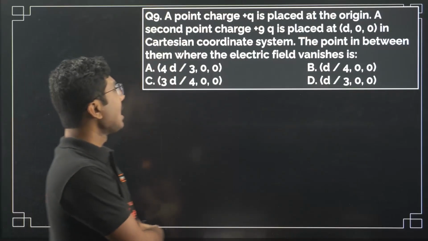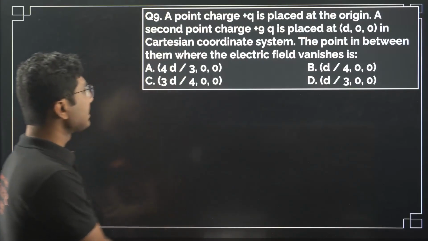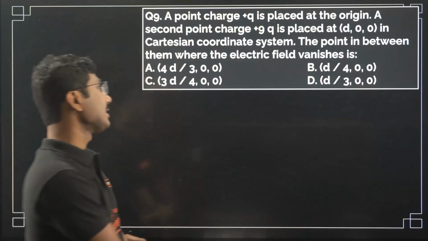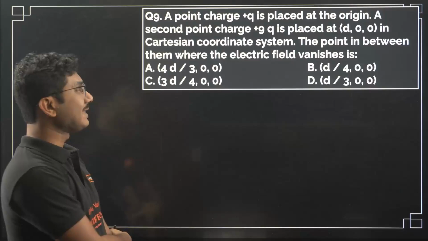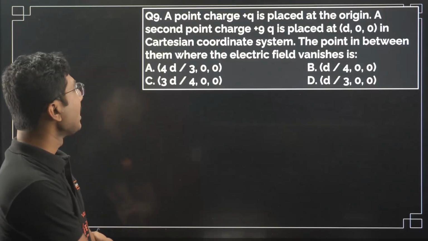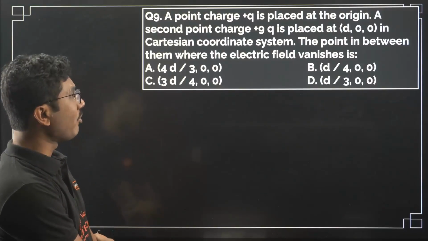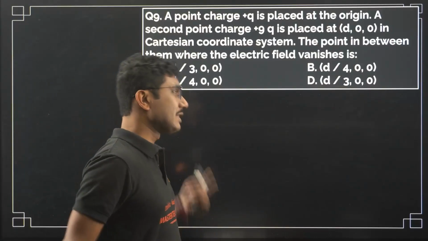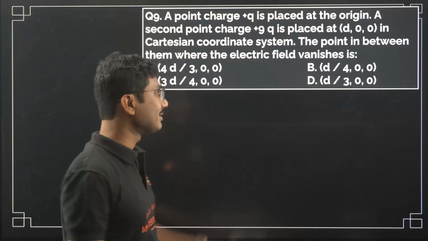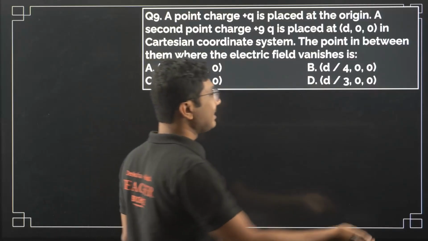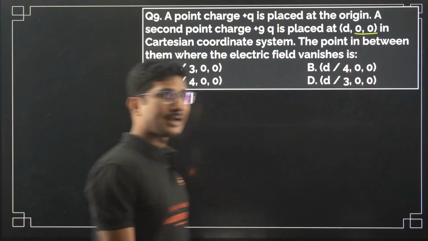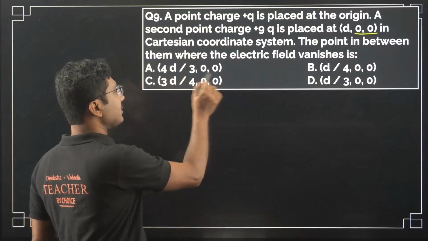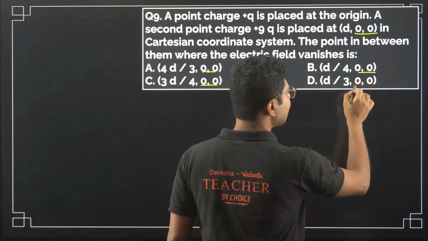Next question. A point charge plus Q is placed at the origin. A second point charge plus 9Q is placed at (d, 0, 0) in a Cartesian coordinate system. The point in between them where the electric field vanishes is... Now this kind of question can come in KCET as well. It's a null point related question. In this question, these two zeros do not matter. That means the y and z coordinates are zeros, and as you see, all the options also have these as zeros.